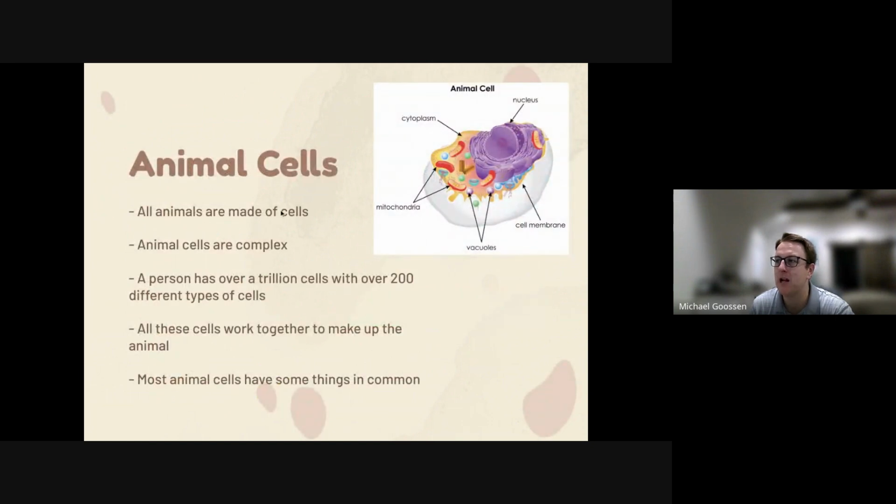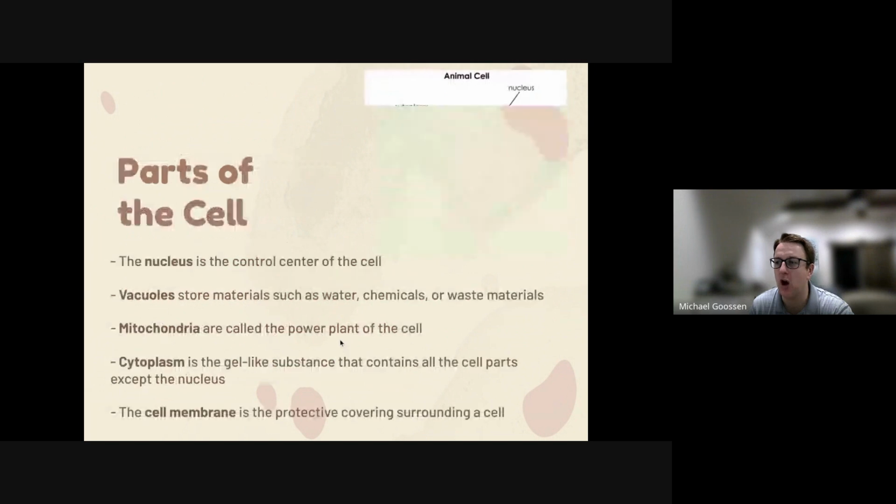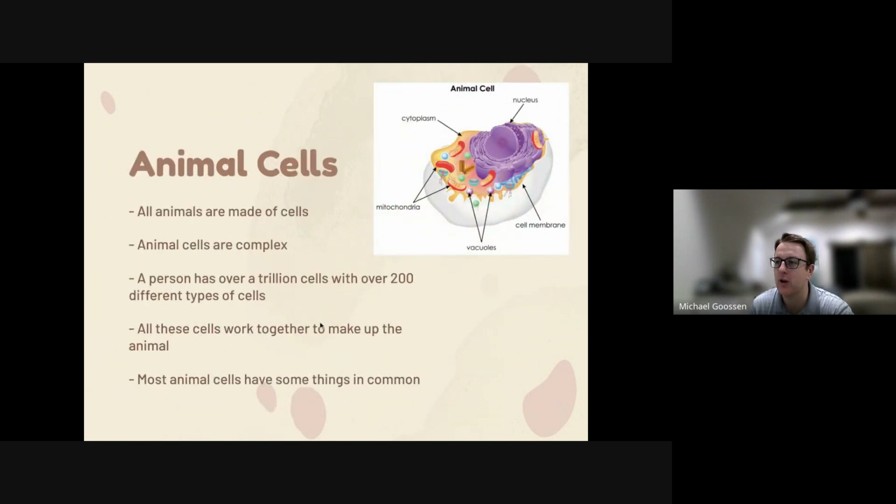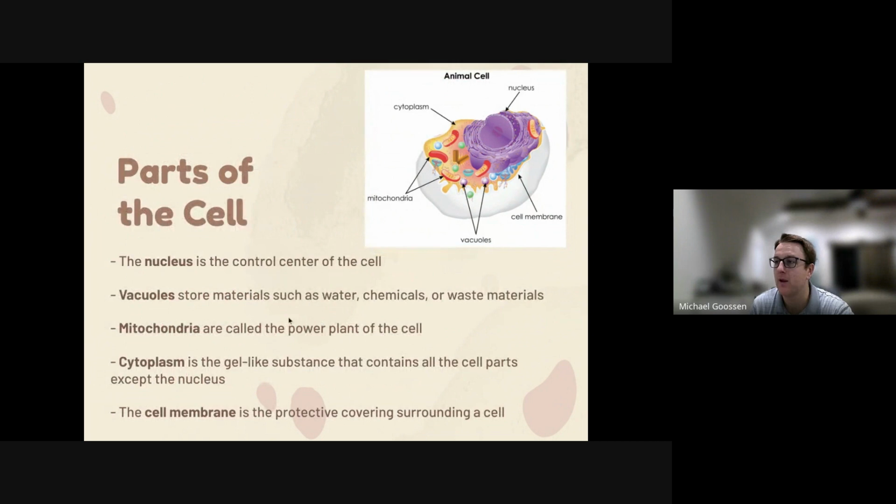So all animals are made up of many, many, many cells. A person has over 1 trillion cells with over 200 different types of cells. These cells are all working together. Even your bone cells are working with your blood cells, and your brain cells are working with your finger cells, telling it to move, stuff like that.